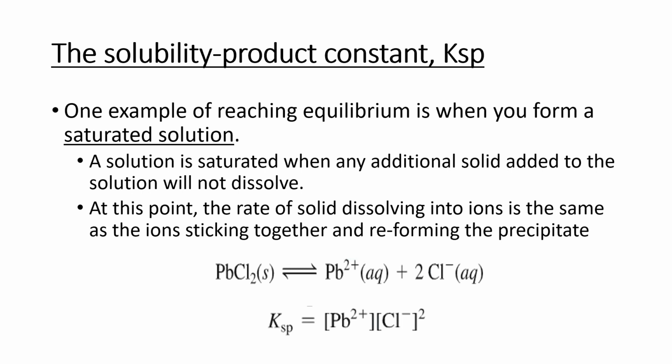At this point, the rate of solid dissolving into ions is the same as the ions sticking together and reforming the precipitate. So we often might look at it and say, oh, look, it's not dissolving anymore. And that's sort of true, but it's also not true. What's really happening, if we look at this example of lead chloride, is that when it's saturated, some of the solid lead chloride particles are dissociating to form these aqueous ions. But at the same time, some of those aqueous ions in solution are coming together and reforming the precipitate. So the rate of dissolving is equal to the rate of precipitation.